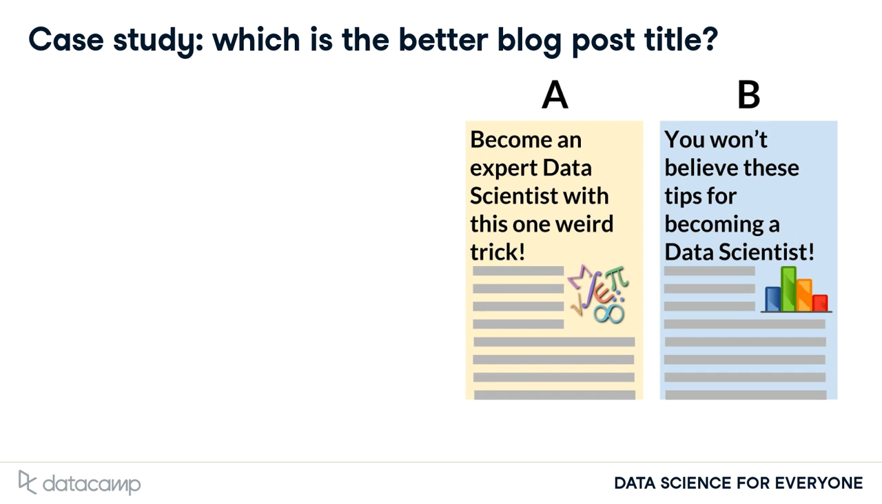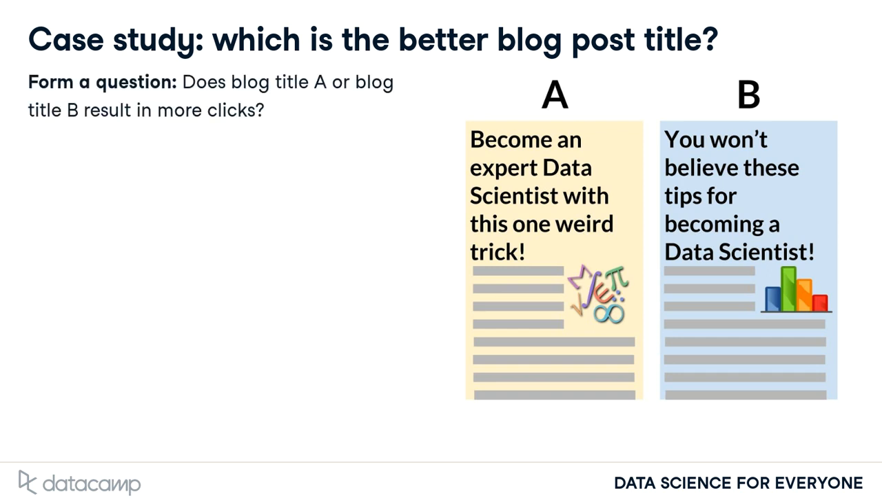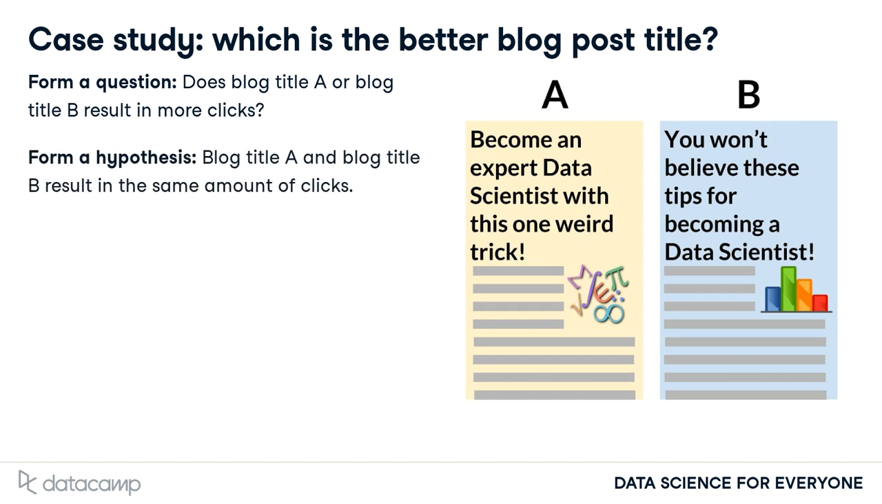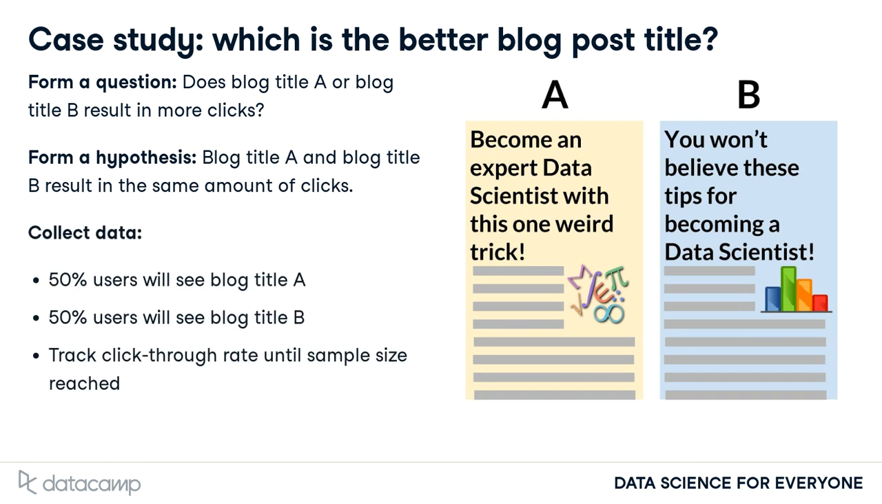For instance, suppose we want to pick the best blog title. Our question is, does blog title A or blog title B result in more clicks? We make the hypothesis that both blogs will result in the same amount of clicks. To collect data, we randomly divide our audience in two groups, each seeing a different title. We run the experiment until our sample size is reached.